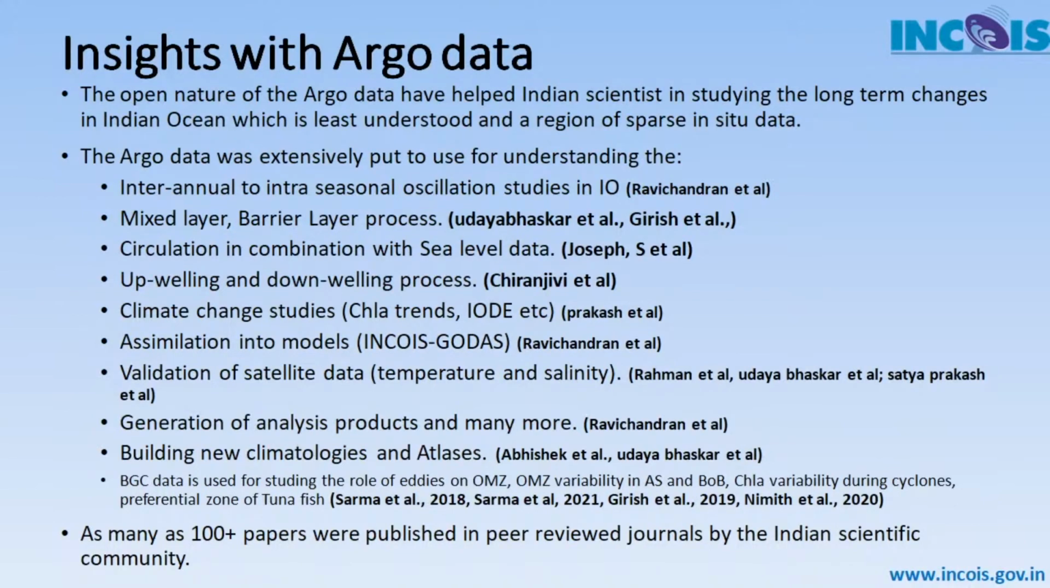And people have been using this data, once it is out, for many purposes. Some of the things I listed here: the Argo data was extensively put to use for understanding the intra-annual to intra-seasonal oscillation studies in the Indian Ocean. Ravichandran et al. have come up with many publications, and on mixed layer and barrier layer processes, Uday Bhaskar, Girish et al. have published many papers. Circulations in combination with sea level data, Sudhir Joseph et al. have published some papers. And upwelling and downwelling processes, Chiranjeevi et al. have used this particular data. And also for climate change studies, chlorophyll-a trends, Satyaprakash, Prince Prakash and others have published many papers on this.